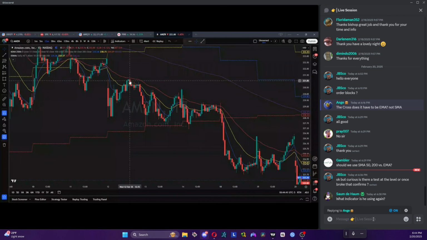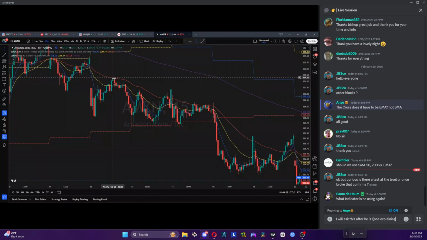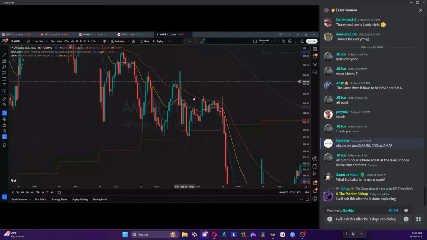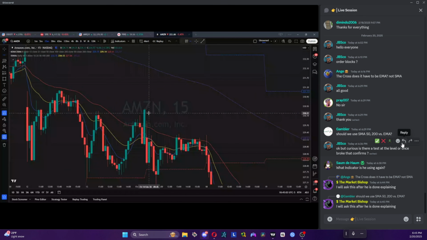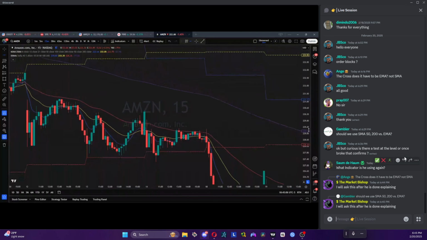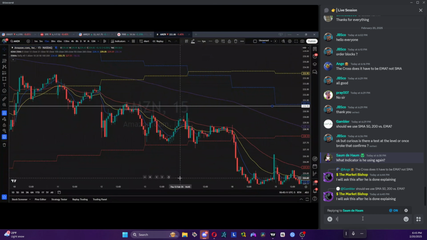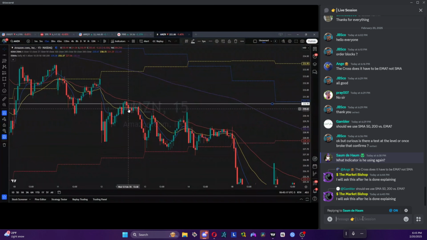Why would I have taken a short on Amazon here? Well, I would have taken a short because we failed to break above the 50 on the EMA. And even though it kind of felt like it was going to pop, you can see by simply drawing that level there that we rejected that 230.99 on 1, 2, 3, 4, 5, 6 candles.